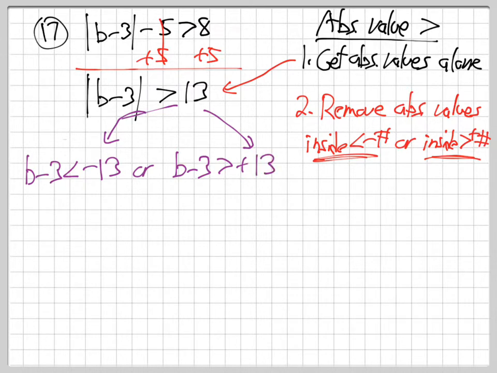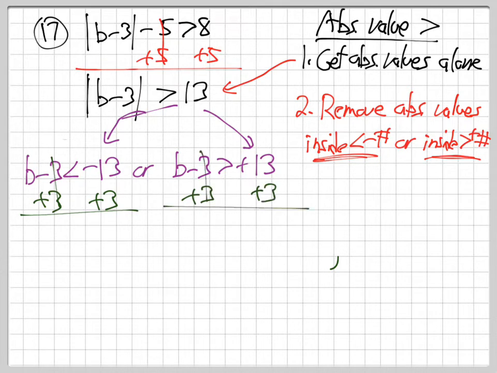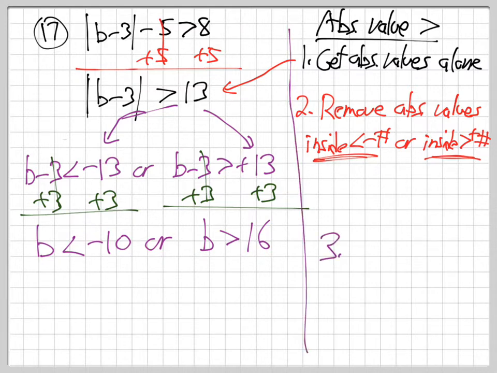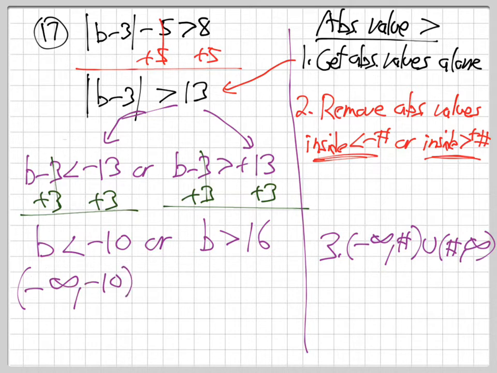Okay, so now we need to solve for B on both. So add 3 to both, and add 3 to both. And so what do we get? B less than negative 10, or B greater than 16. And then how do we give our final answer? The final answer is of the form negative infinity to number united with number to infinity. So we say negative infinity to negative 10 united with 16 to infinity.